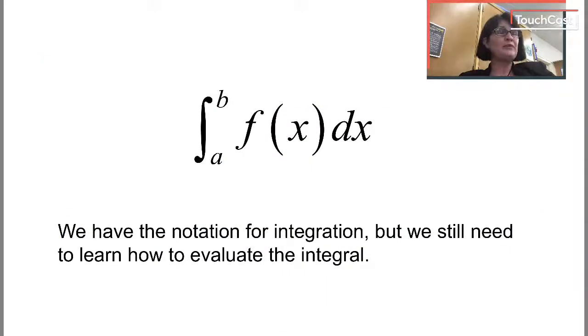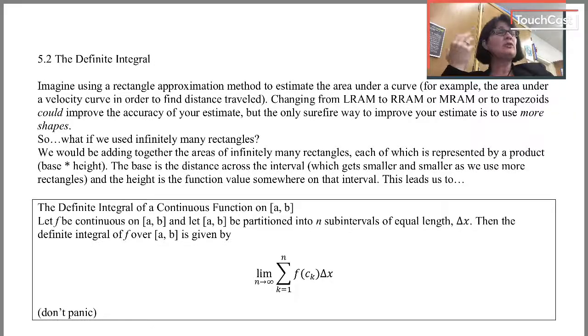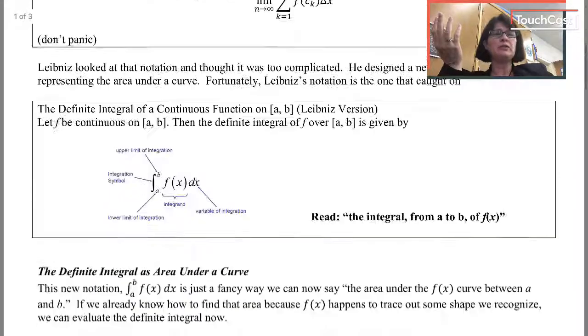So here we go. We have a brand new notation for finding areas under a curve. But we still haven't found out any new information about how to compute that area. So let's just practice using this notation in context to find areas that we already knew how to find, because they trace out a shape that we know from geometry.